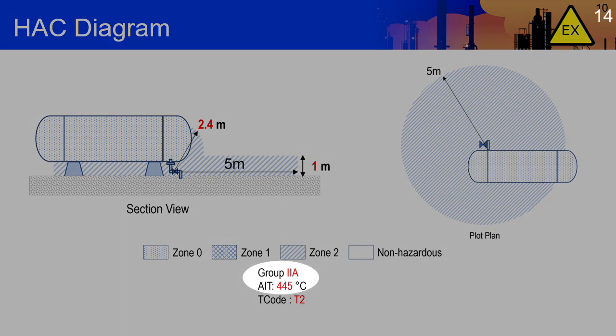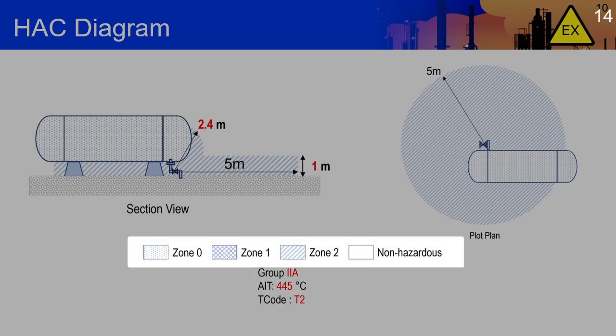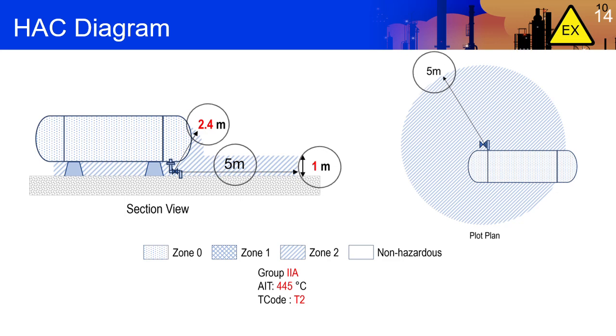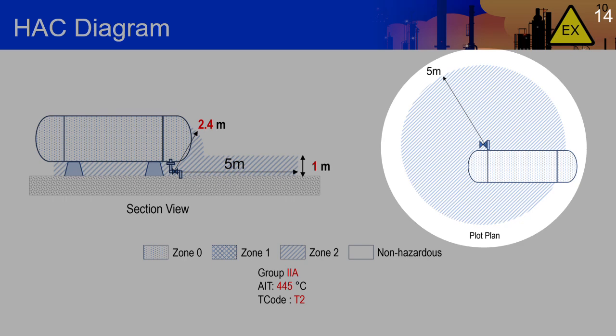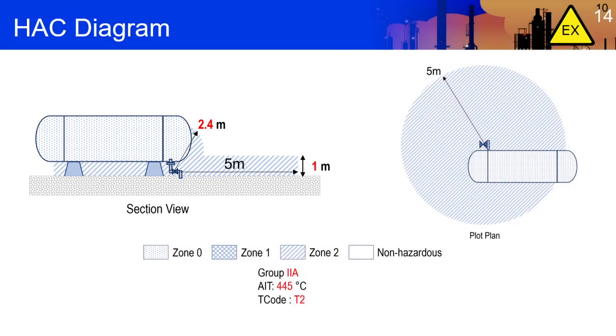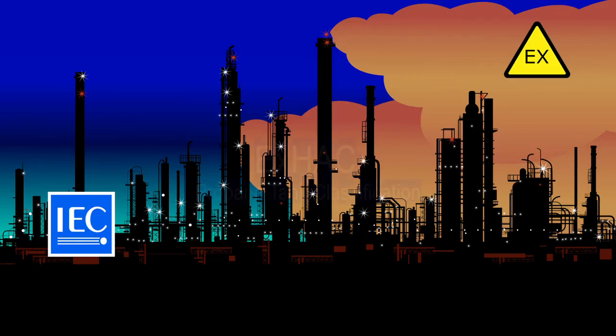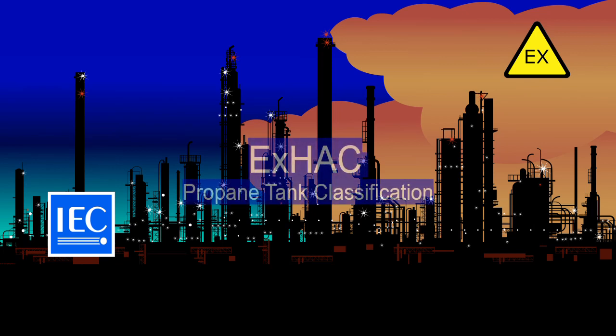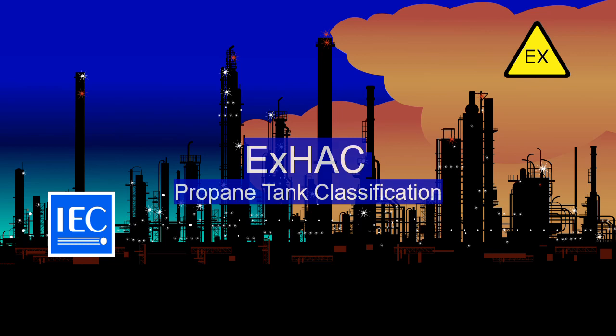The group classification and the auto-ignition temperature are described in Part 1 of the IEC format tabular report. The zone classification and extents are defined in Part 2 of the IEC report. Applying this information to a plot plan or cross-sectional area drawing will help to convey the classification design to users who need the information to make explosion safety-related decisions. Our hazardous area classification design for this propane tank application is now complete.